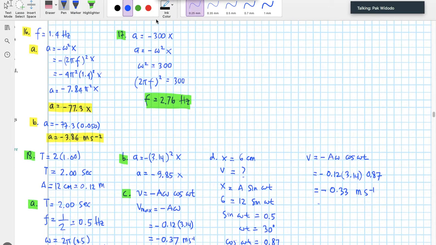If you want to copy or write this, please take a copy. Take a note, and maybe I will wait a little bit, about 10 minutes. Silakan kalau mau ditulis, Bapak tunggu sekitar 10 menitan.